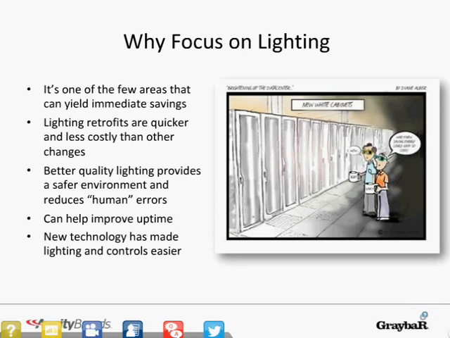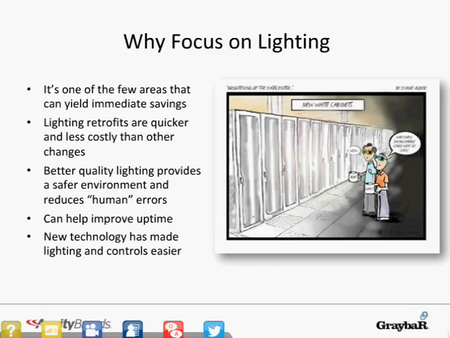Along those lines, a lighting upgrade will not disrupt your work environment for very long, and the capital outlay is much less substantial than other systems. Better quality lighting provides a safer environment and reduces human errors. This is an important thing to know. Better lighting yields better work results, not to mention the safety factor, not only for the worker, but for the network and the data itself.